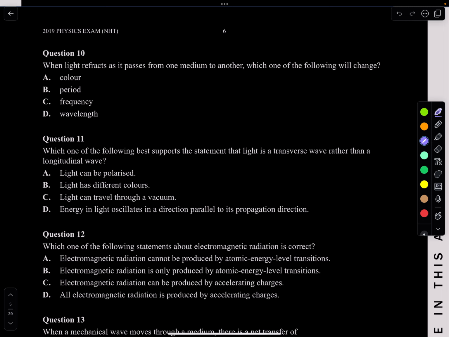Question 10. When light refracts as it passes from one medium to another, which of the following will change? Color? No, that has nothing to do with that. B, period? Absolutely not. C, frequency? No, when light refracts, its frequency is constant. A lot of students don't know, but it's always constant. Don't forget about that. Remember, v is equal to the wavelength times the frequency.